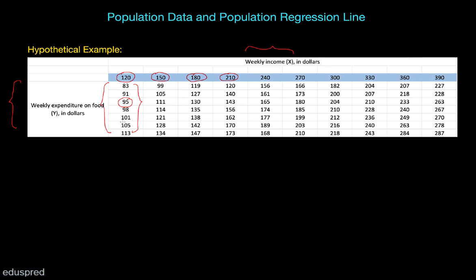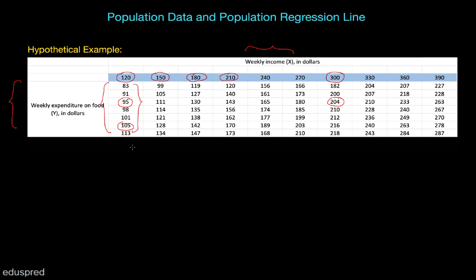For example, this particular household's weekly expenditure on food is $105. Similarly, you can understand the other columns as well. For example, if I take a look at this number 204, this 204 means that there is a household with weekly income of $300 and their weekly expenditure on food is $204. Okay, so this is how you have to read this table.